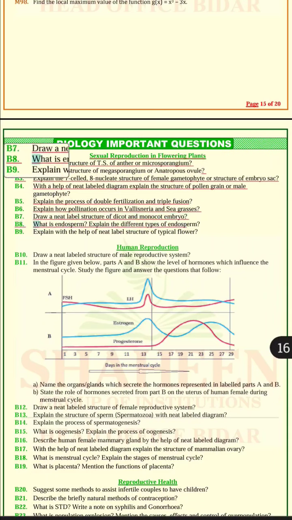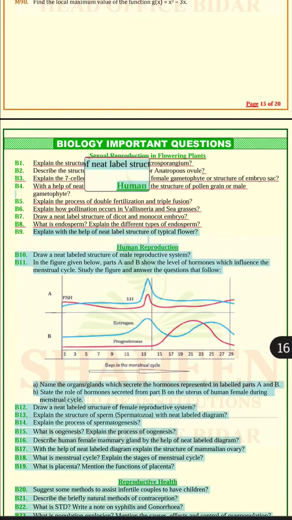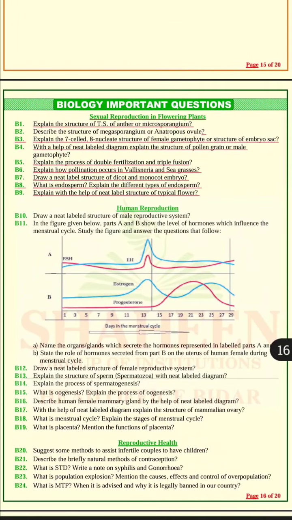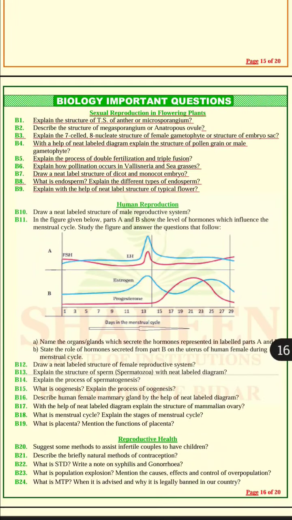And question number 8, what is the endosperm? Explain the different types of endosperm. Question number 9, explain with the help of neat label structure of typical flower. And let us move to the next one, that is human reproduction.